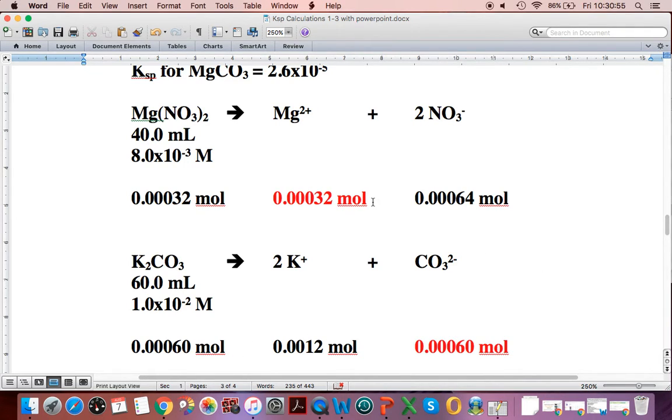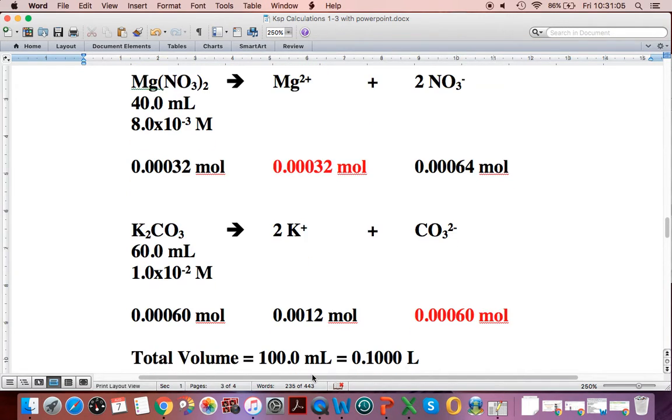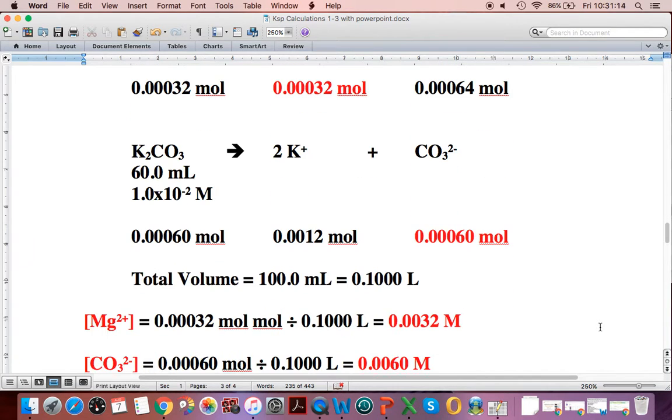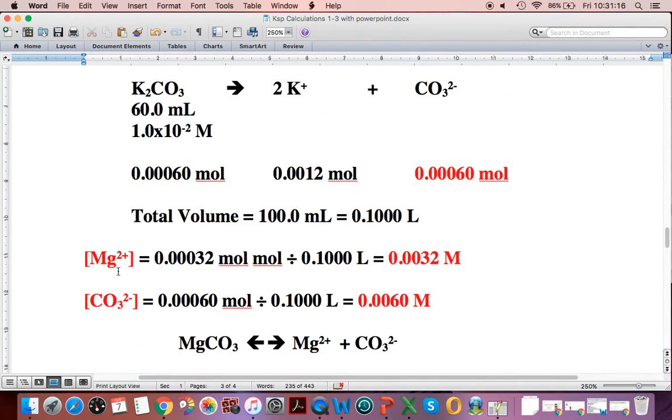Well, those are moles, that's all great, but we have to get concentration of magnesium and carbonate ions. So that means we take our 40 mils and 60 and add them together. Total volume is 100.0 mils, so it's 0.1000 liters. That's what we're going to divide by. Makes for lovely easy math. And now we have our concentration of magnesium ions and carbonate ions. That's the hard work. Be organized, spread it out.